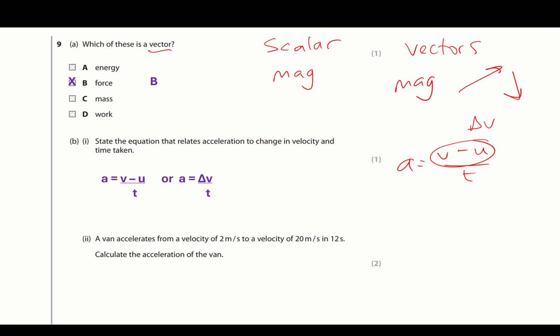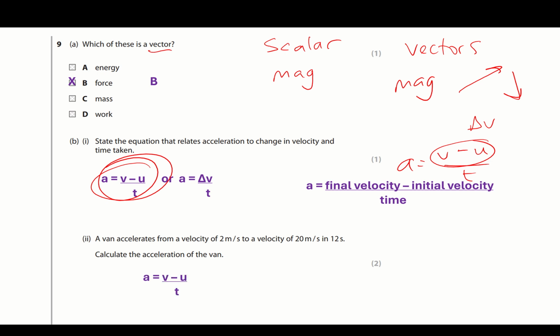A van accelerates from 2 to 20 in 12. Calculate the acceleration. So we need this, which will be in your formula sheet. Sorry, you could have written the other one like that if you wanted. a equals v minus u over t. Now we plug in the values. So v, final velocity, it finished at 20. u, it started at 2, that was the initial velocity, divided by the time taken, 12. So that becomes 18 divided by 12 equals 1.5 meters per second squared, or meters per second, your change in speed per unit time.